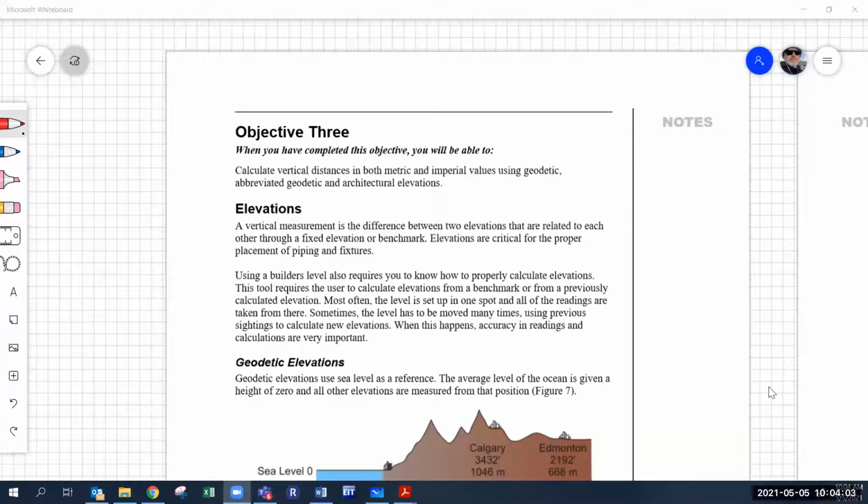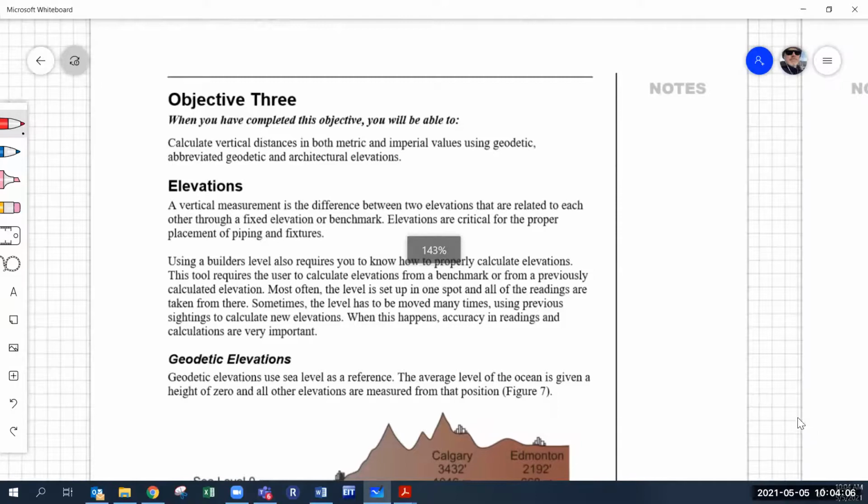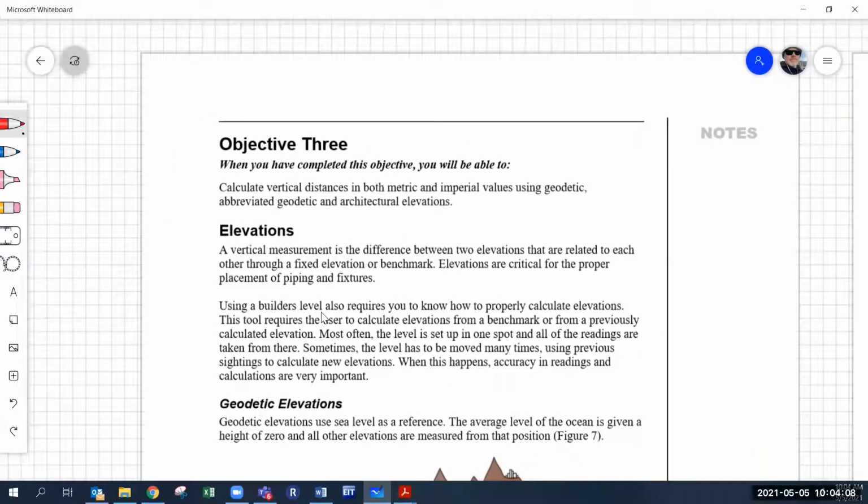To objective 3. So this is where we're starting back out, objective 3. It says in here that we're going to calculate vertical distances in both metric and imperial values using, and then they use some words here, geodetic, abbreviated geodetic, and you could call this modified geodetic and architectural elevations.